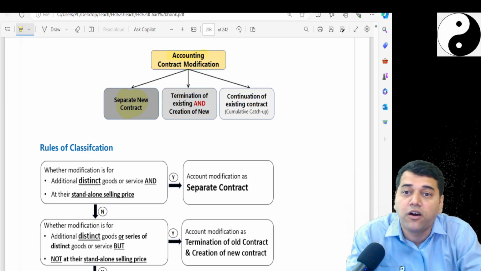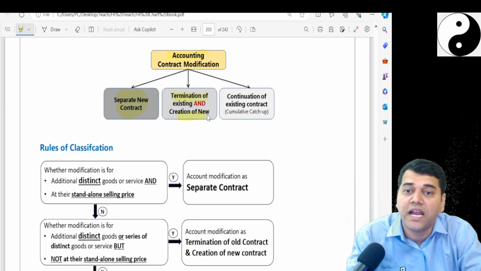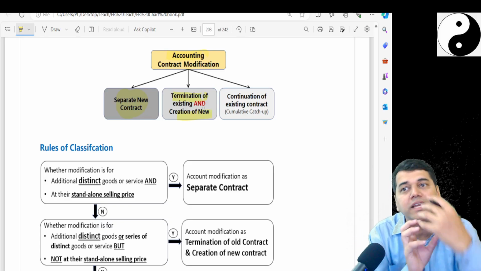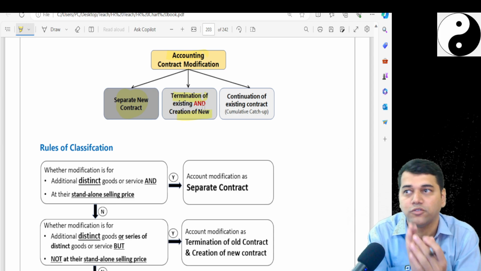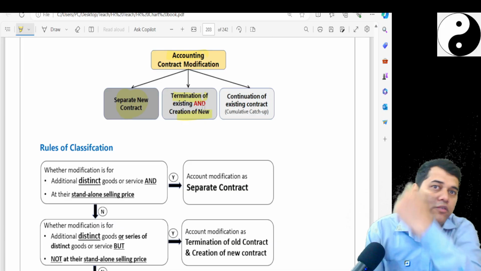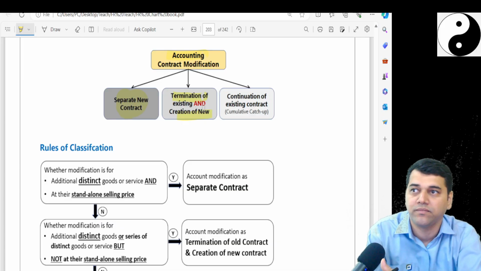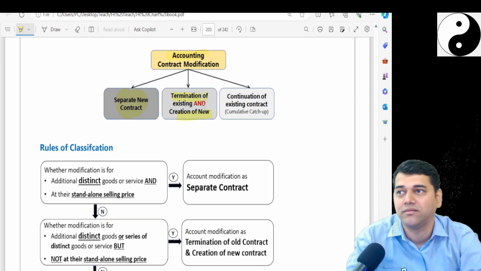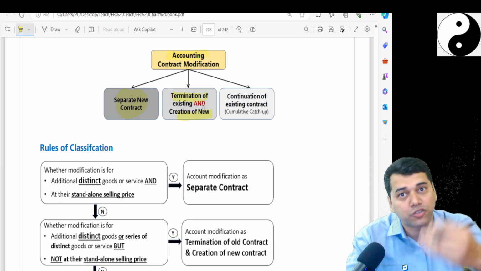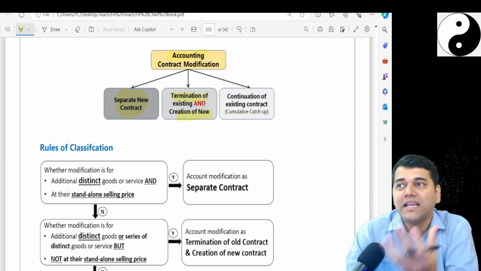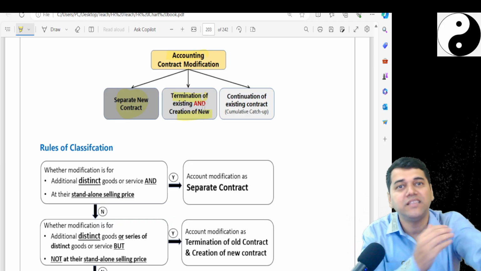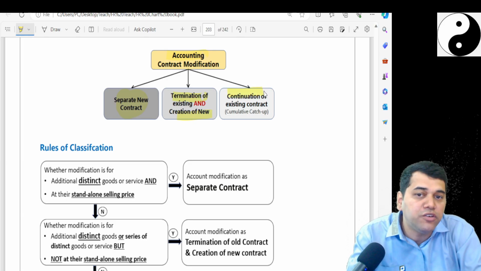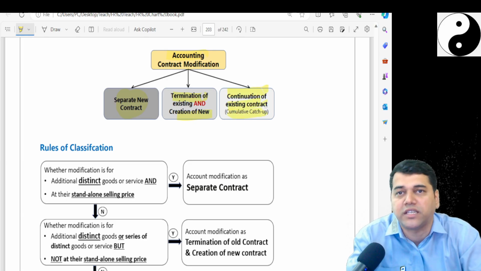Or it can take the form of termination of the existing and creation of the new, because this is something connected to the existing. So what you do? Whatever contract you have done in the past, you just stop it. The new contract you are going to add to the balance of the old contract, getting that accounting effect by splitting the contract. And the third one, continuation of the existing contract, which is a cumulative catch-up adjustment.